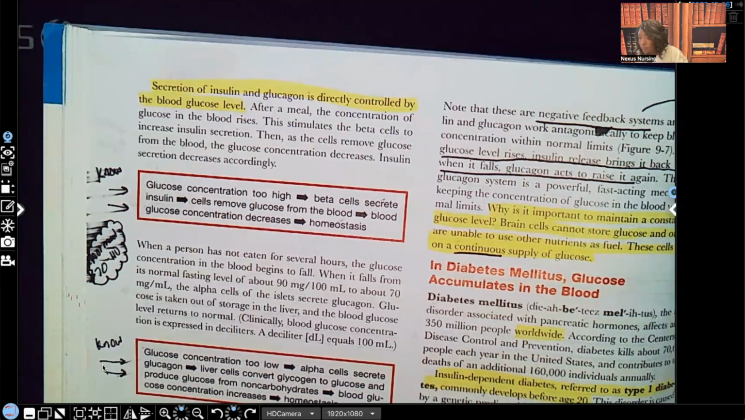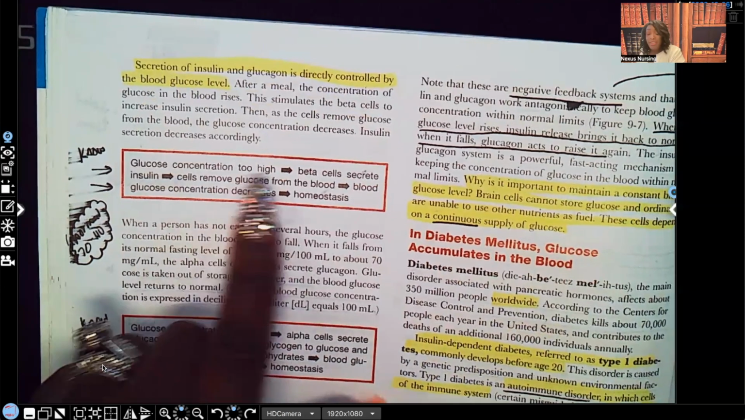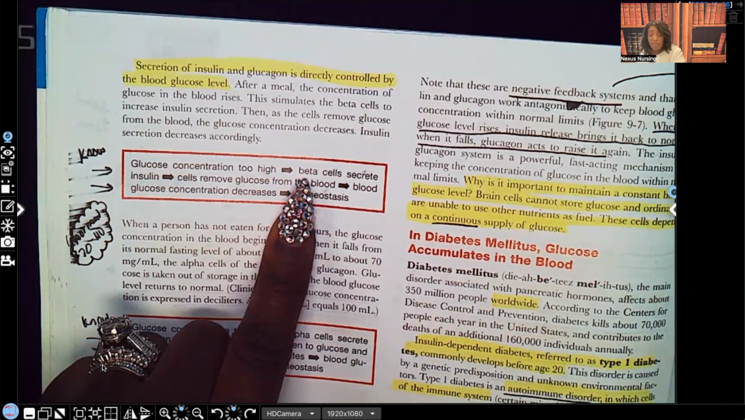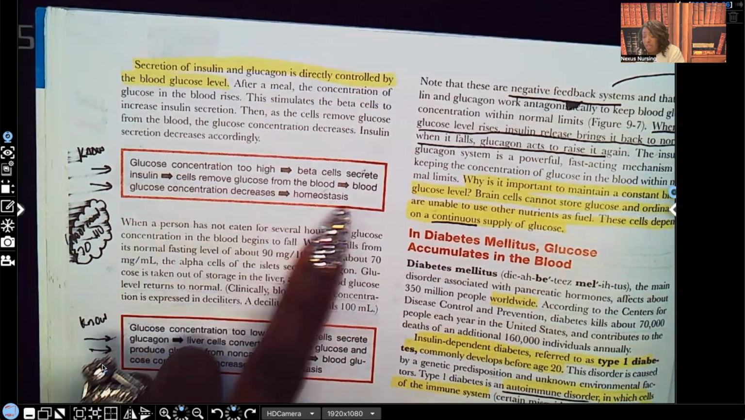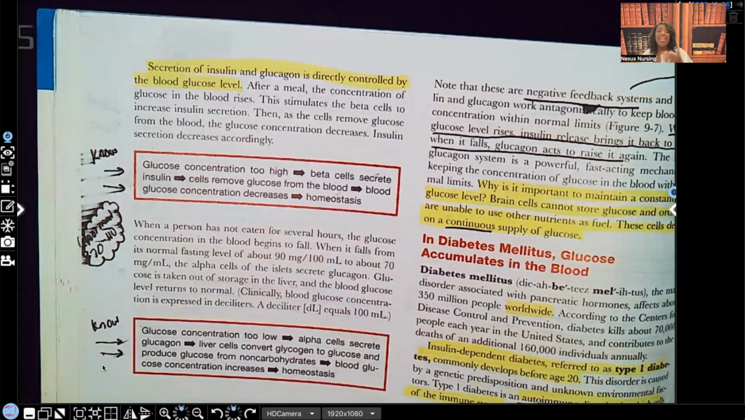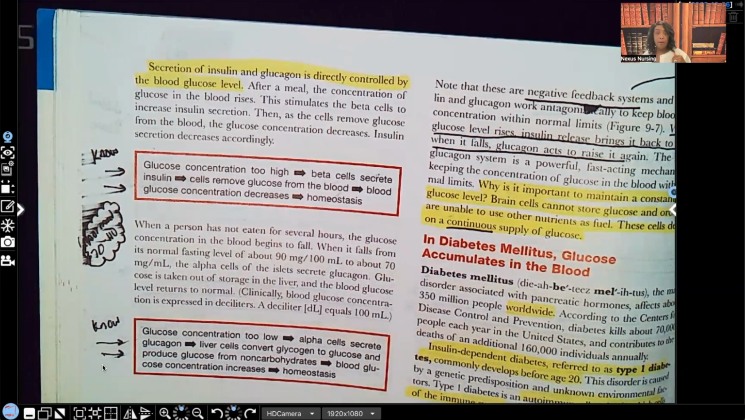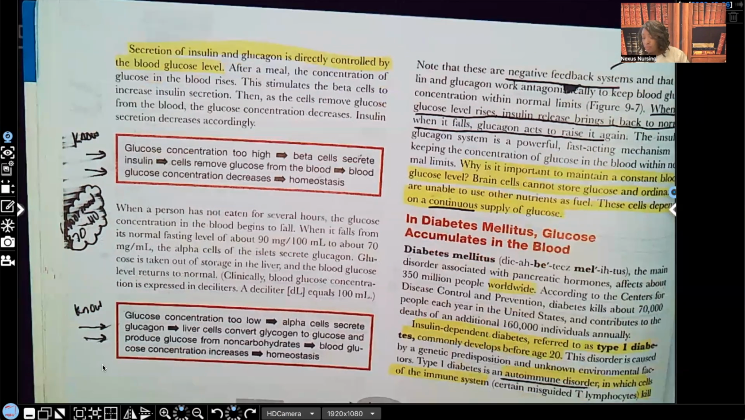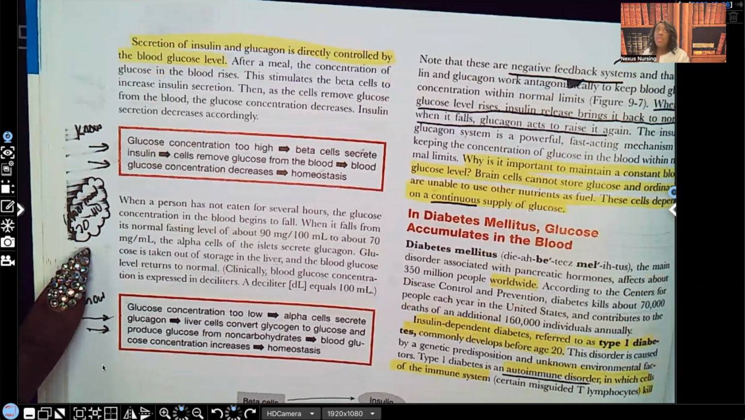Okay? Look at what this says. If the glucose concentration is too high, you have too much sugar in the blood, the beta cells, remember, that's what's responsible for insulin, secrete insulin. Then the cells remove the glucose from the blood, and the blood glucose concentration decreases to cause homeostasis, because everything that your body is doing all day, every day is to promote homeostasis. Homeostasis is the balance. You always want to be balanced. You don't want one thing to be higher than the other, okay? On the side here, it got smudged, but I wrote it because you're going to have to know this. The fasting blood glucose should be 70 to 110.